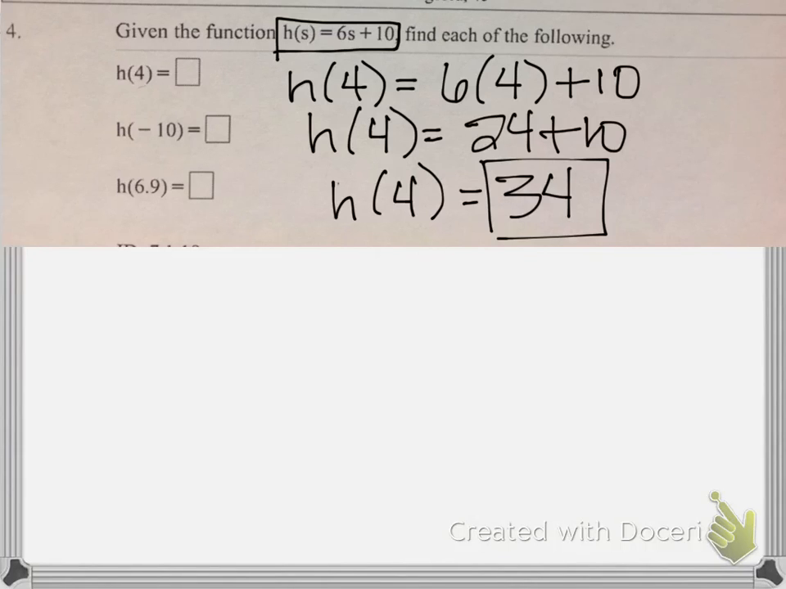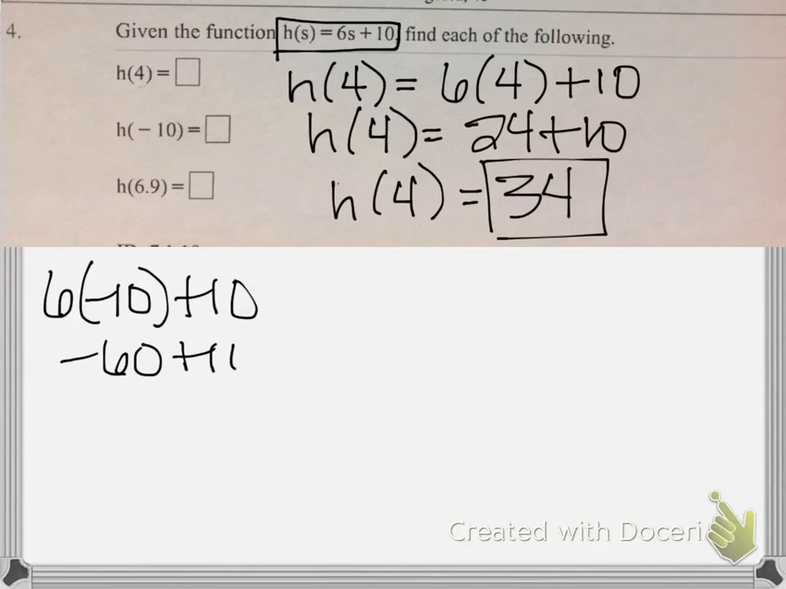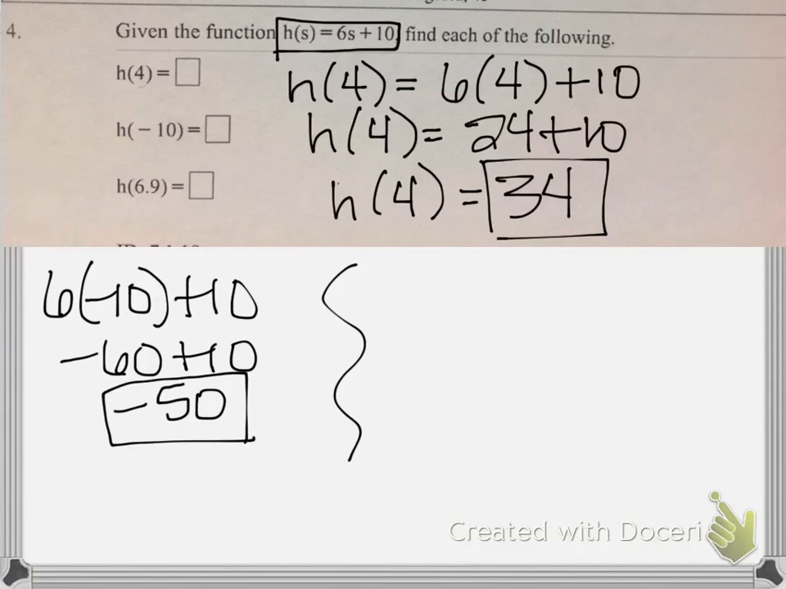Now, I made sure I showed all my steps. You don't have to show all your steps if you don't want to. If I plug in negative 10, so if I just take 6 times negative 10 plus 10, what am I going to get? It looks like negative 50. And then if I plug in 6.9, so 6 times 6.9 plus 10.